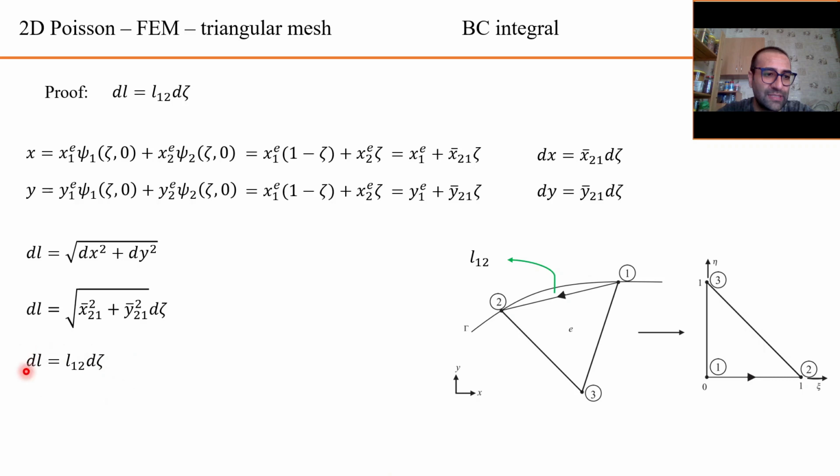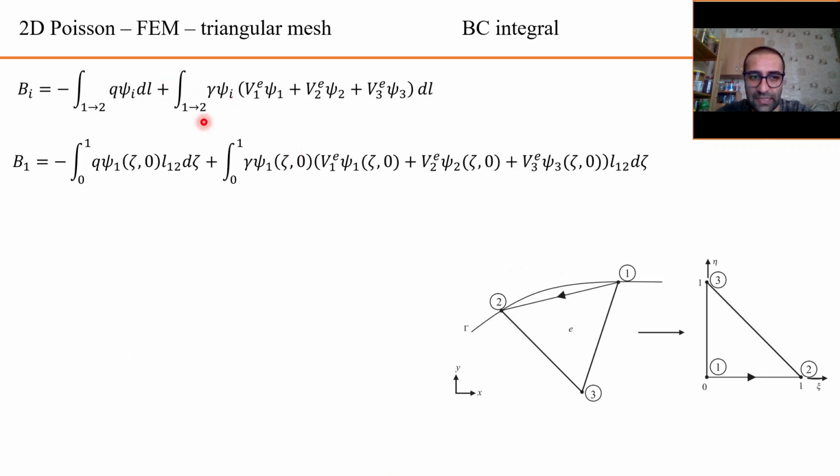Therefore, I substitute this dl into the line integral that we derived, and now we substitute psi 1 in the calculation of b1 here, psi 1 here, psi 2 here, and psi 3 here. But now we are calculating this integral not in the xy coordinate but in the zeta eta coordinate, and all we need is to choose the limits of the integral to change from 0 to 1.